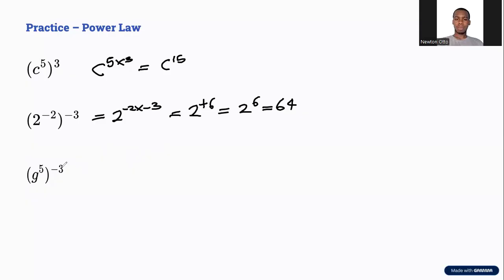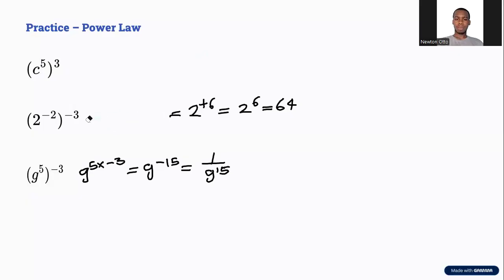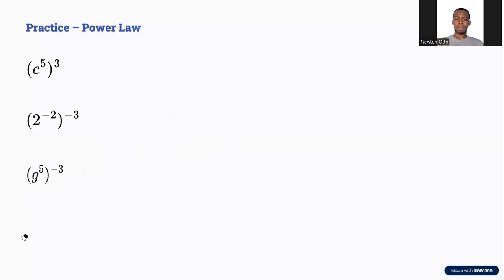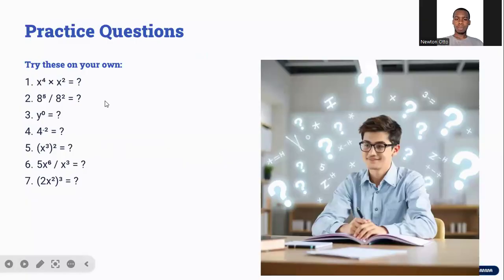And 0 raised to the power 5, all raised to the power negative 3. That's 0 raised to the power 5 times negative 3. This will give us 0 to the power negative 15, which you can now write using the negative power law as 1 over 0 to the power 15. Okay, so we have some practice questions here. You can quickly pause the video and attempt them.